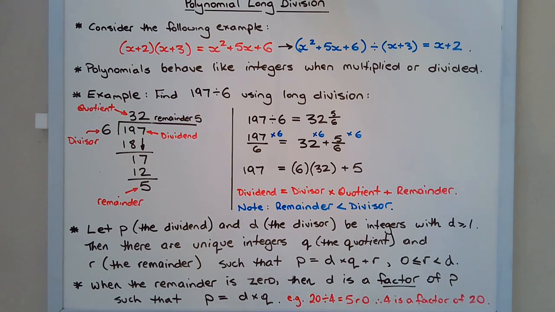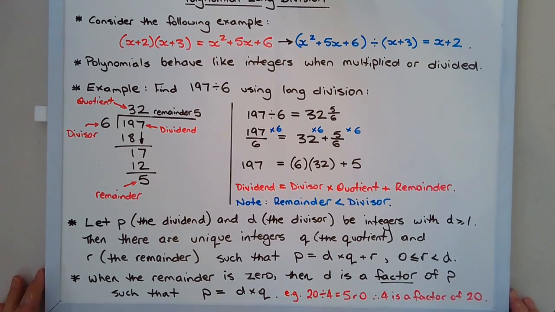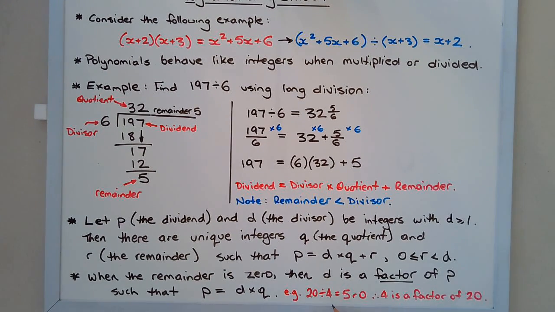Now, an interesting thing happens when the remainder is 0. Let's say you took an integer and divided it by some divisor, and then you ended up with a remainder of 0. What does that mean? That means that the divisor D is a factor of P, such that P is equal to D times Q, or plus 0, but we don't show the plus 0. As an example, 20 divided by 4, well, we know that's 5 with a remainder of 0. So what does that mean? That means that 4 is a factor of 20.